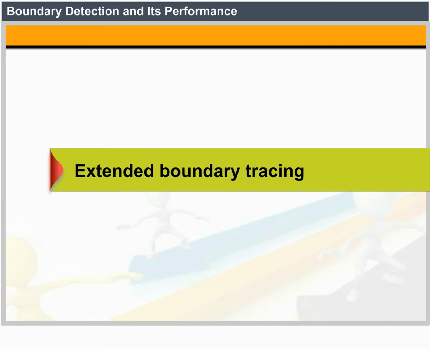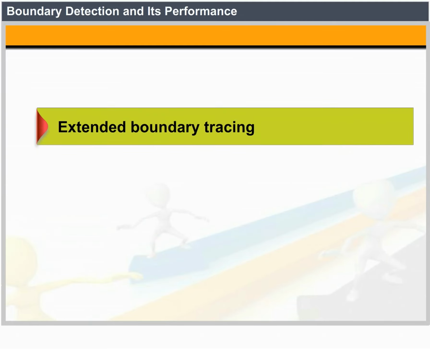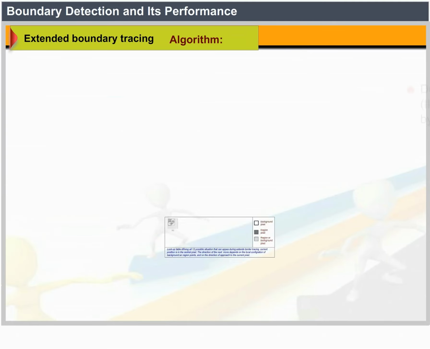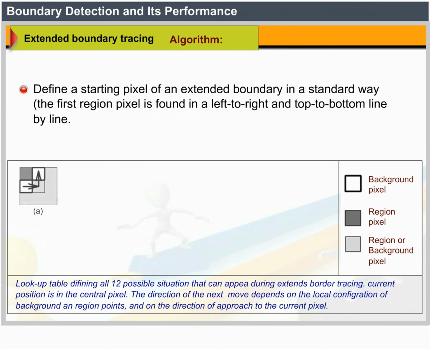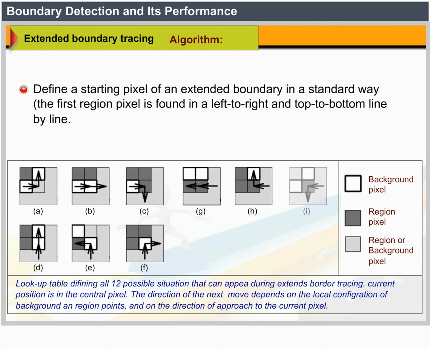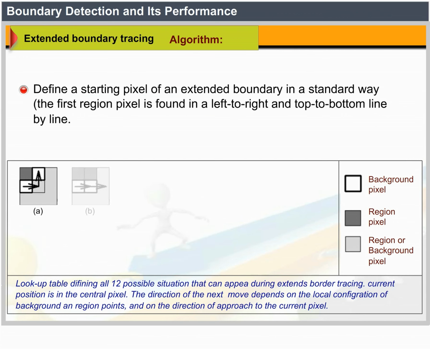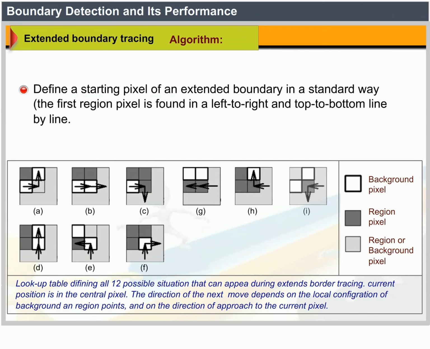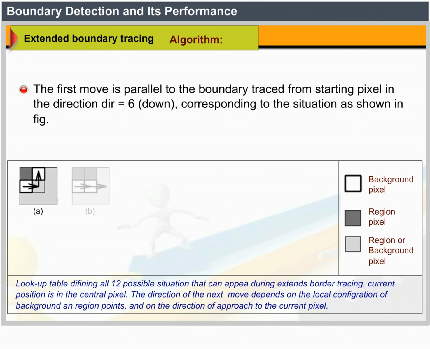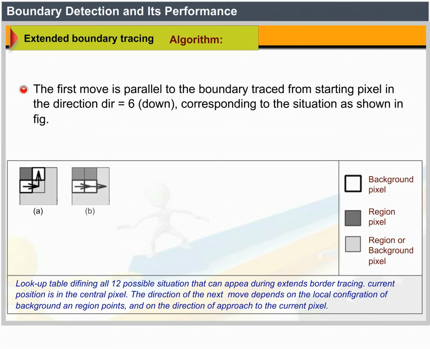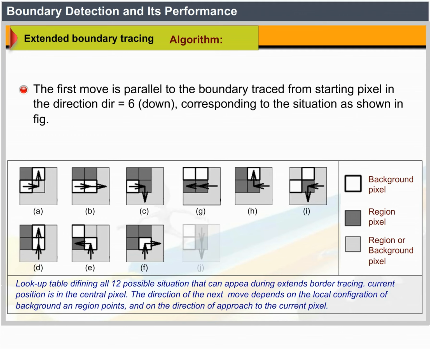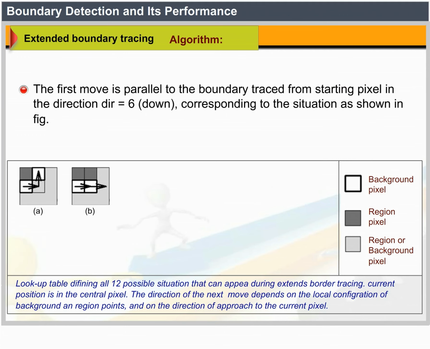Extended boundary tracing algorithm. Define a starting pixel of an extended boundary in a standard way. The first region pixel is found in a left-to-right and top-to-bottom line-by-line search. The first move along the boundary traced from the starting pixel is in the direction dir equals 6, down, corresponding to the situation shown in the figure.